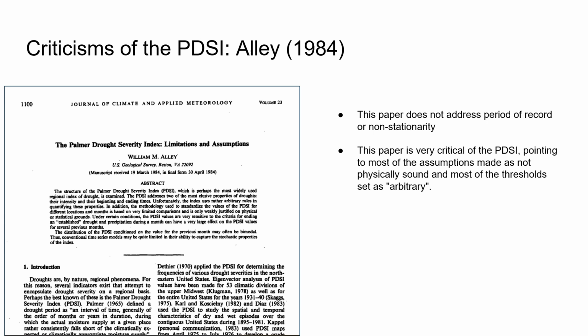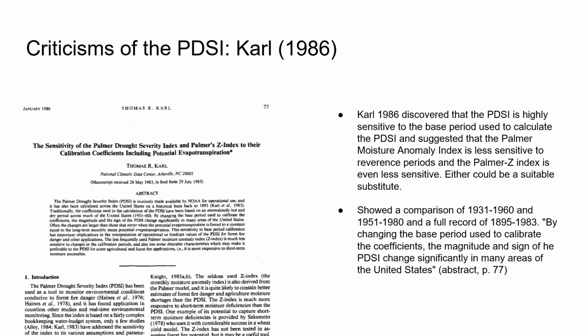Ali questioned some of the assumptions that were needed to calculate the PDSI and labeled the threshold set by Palmer as arbitrary. But Ali did not address non-stationarity in this critique. Carl, 1986, investigated the PDSI and wrote that the index is highly sensitive to the base period used to calculate it. In fact, quote, "by changing the base periods used to calibrate the coefficients, the magnitude and sign of the PDSI changed significantly in many areas of the United States," close quote. As far as I can tell, this is the first time the stationarity assumption is challenged, although Carl didn't use these words. And it's also the first time that a shorter reference period is tested.